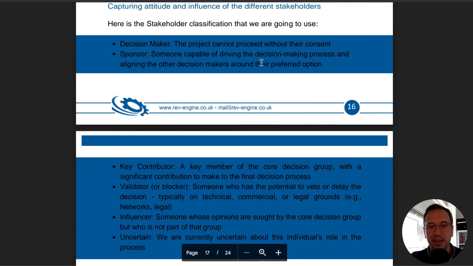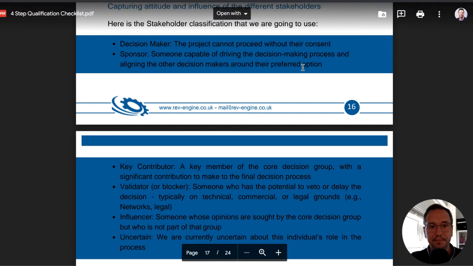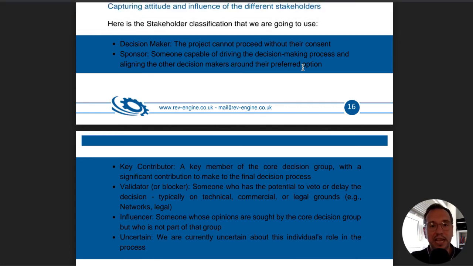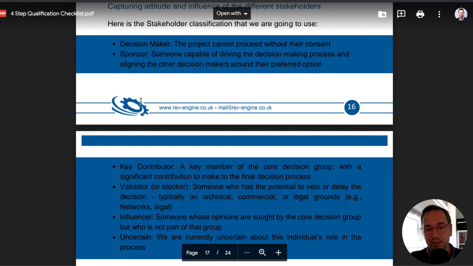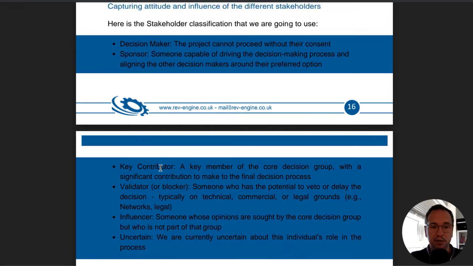You have the decision maker, the person whose project cannot proceed without their consent. The sponsor, someone who's capable of driving the decision making process and aligning all the decision makers around their preferred option, typically the person we sell to in complex B2B deals. But if we don't get access to decision makers, we could be in trouble. Key contributors, sometimes, someone who's a key member of the core decision group, but they're not deciding nor have the power to push and to bring the right people on board.